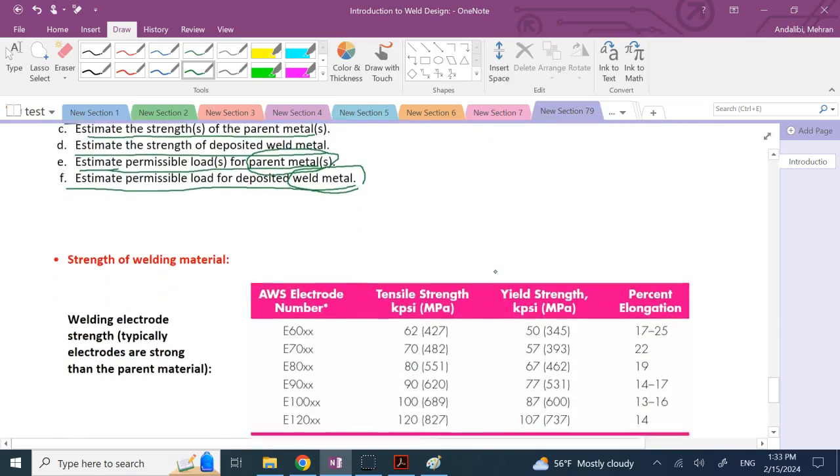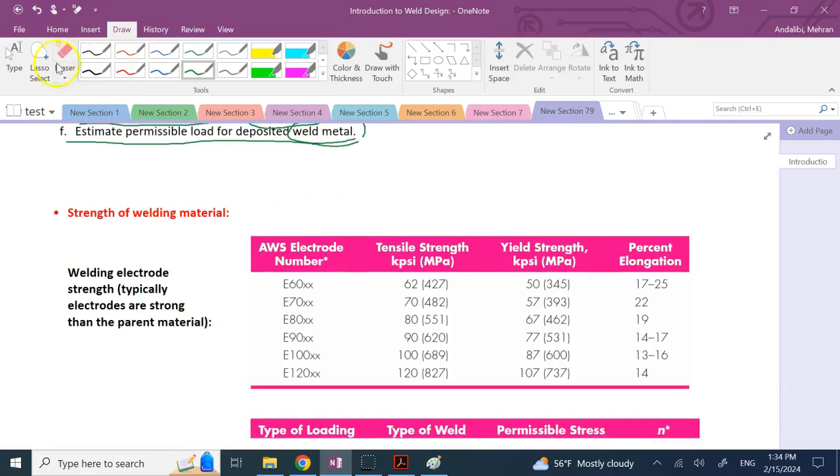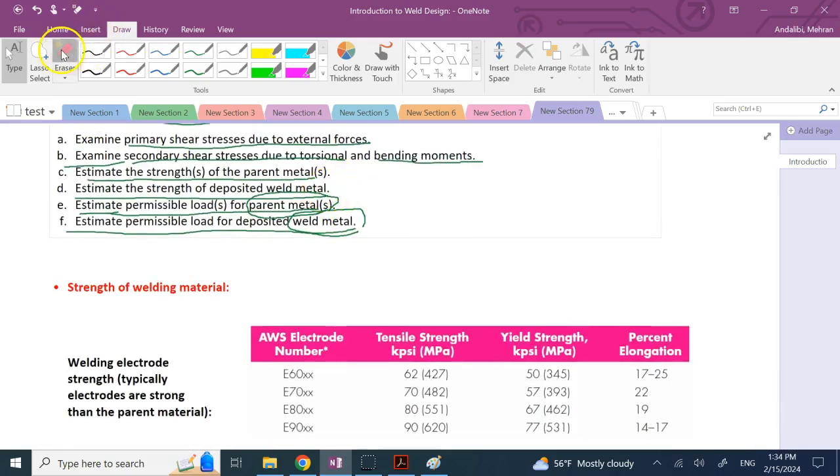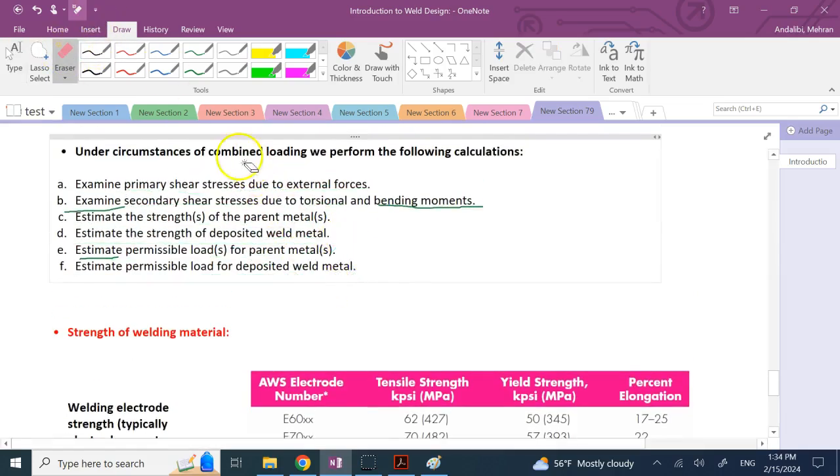Okay. Now, speaking of strength of the welding material, because strength of parent material, parent metal, you just get it from the ASTM or any other table for whatever steel it is or whatever metal it is. But what about the welding material? What is the strength for welding material?